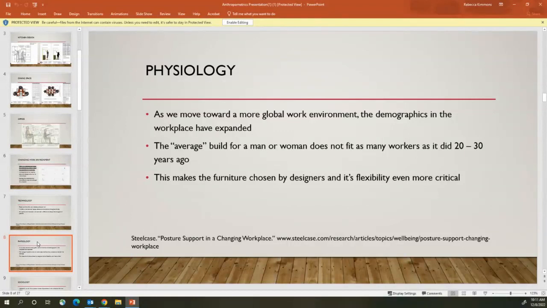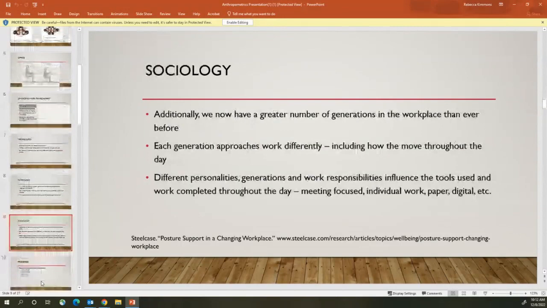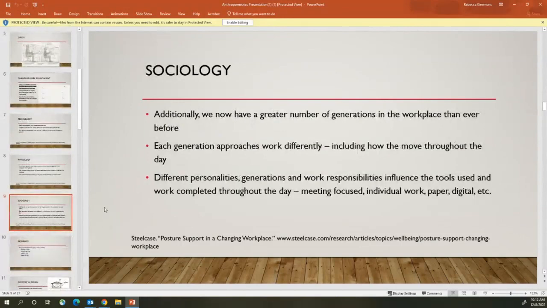So understanding that there is a wide range of people and body types and abilities that we are working with, and this pulls into universal design, it's really important to make sure that you are meeting all of those as you go through it. The other part that comes into design is sociology. We have probably the greatest number of generations in the workplace that we ever have. You have everyone from people just entering the workforce right out of college, so maybe very young 20s, all the way up to people still in their 70s that are working.